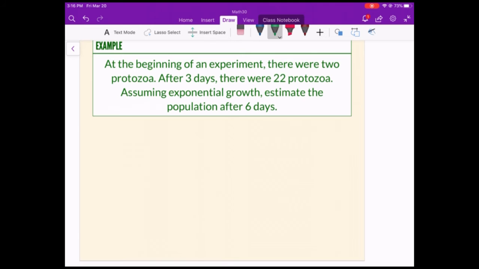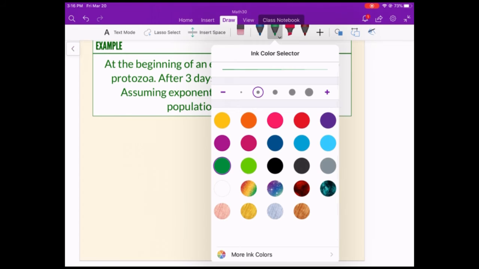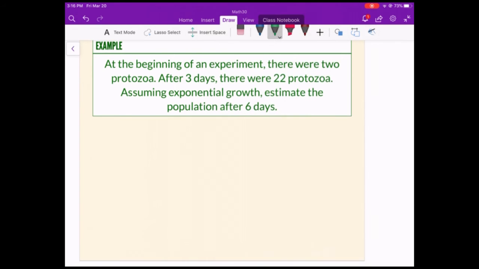Okay, let's look at this example here. At the beginning of an experiment, there were 2 protozoa. After 3 days, there were 22 protozoa. Assuming exponential growth in this population, estimate the population after 6 days. So what we know is that there were 2 at the beginning, and that gives us our y of 0. y of 0 is 2.